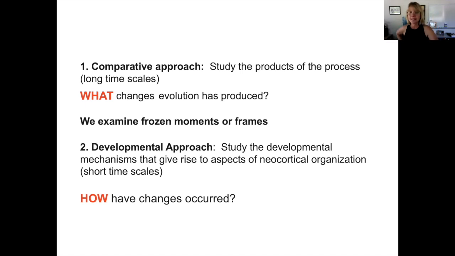We can take a developmental approach because the study of development is really, or evolution of the neocortex is actually the evolution of developmental mechanisms that give rise to some aspects of cortical organization. And this allows us to appreciate how changes have occurred, and we're looking at a shorter time scale rather than hundreds to billions of years.